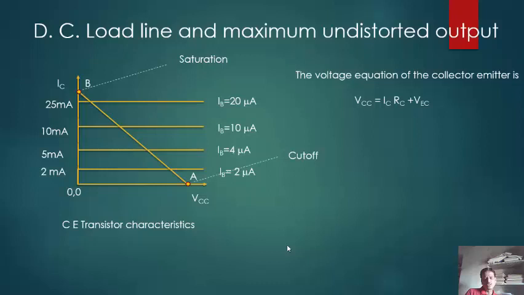The voltage equation for the collector and emitter is VCC is equal to IC into RC plus VCE, and from that equation we get the IC, and that IC is equal to VCC divided by RL minus VCE divided by RL.